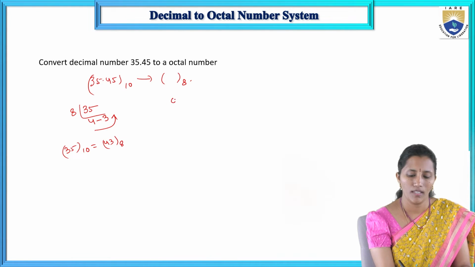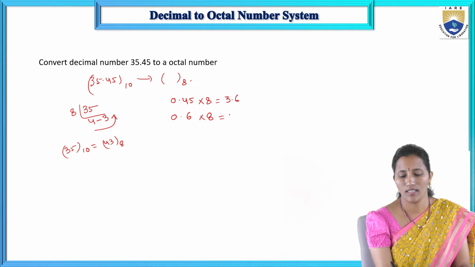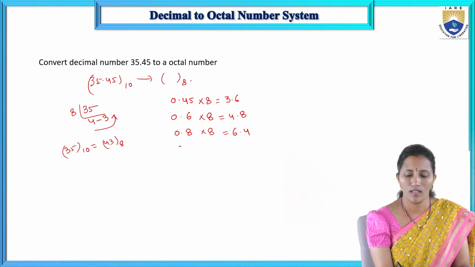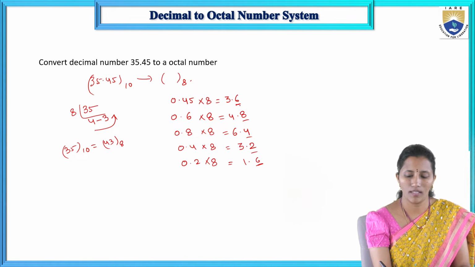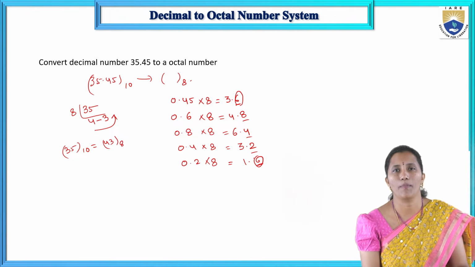We have the fractional part 0.45. 0.45 into 8 is 3.6. 0.6 into 8 is 4.8. 0.8 into 8 is 6.4. 0.4 into 8 is 3.2. Here take only the fractional parts and multiply by 8. 0.2 into 8 is 1.6. The fractional part in the first one and the last one is the same, so stop it here.